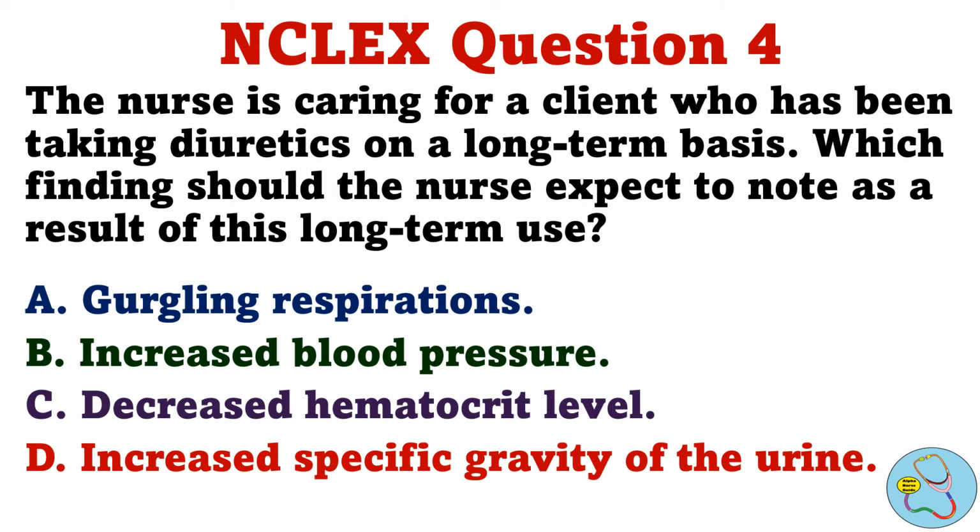Question 4. The nurse is caring for a client who has been taking diuretics on a long-term basis. Which findings should the nurse expect to note as a result of this long-term use? A. Gurgling respirations. B. Increased blood pressure. C. Decreased hematocrit level. D. Increased specific gravity of the urine.